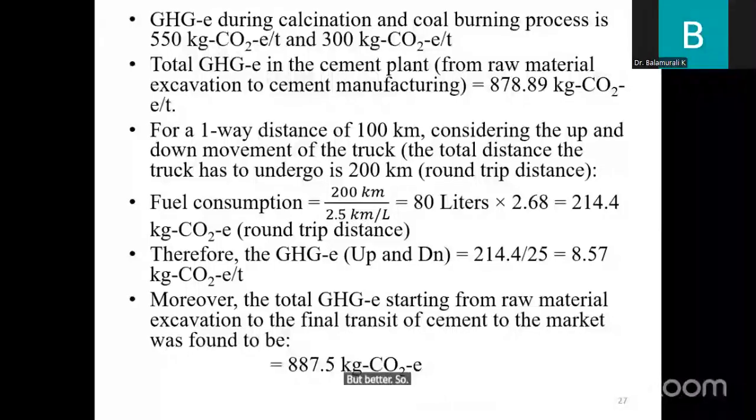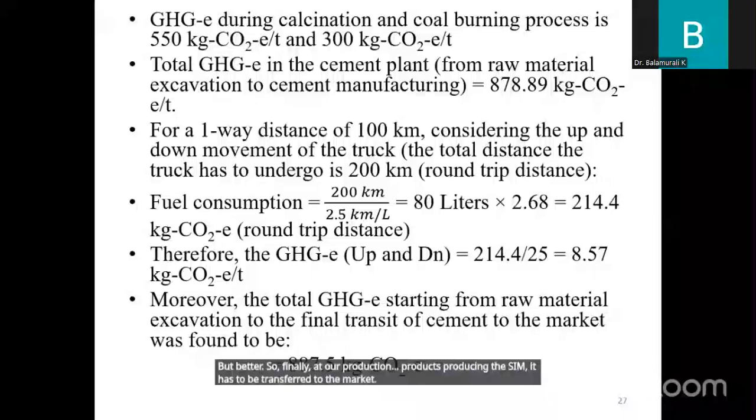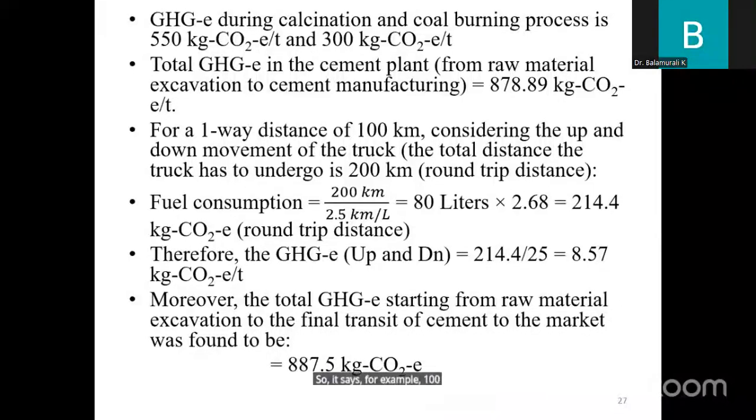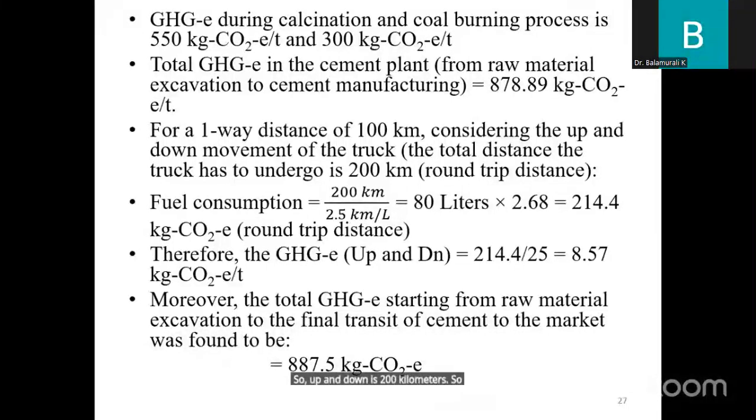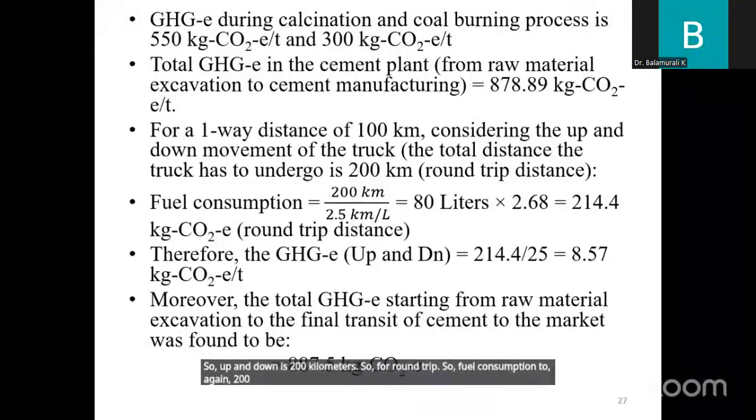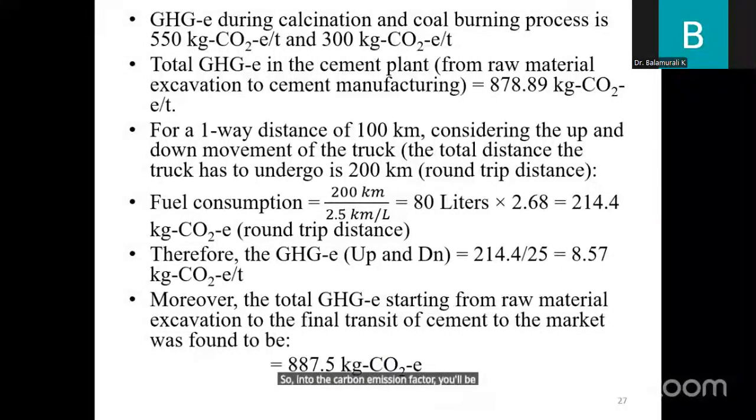So finally, after producing the cement, it has to be transported to the market. Say for example, 100 kilometers away from the city. So up and down is 200 kilometers. So for the round trip, fuel consumption is 200 divided by 2.5, you can get 80 liters. So into the carbon emission factor, you'll be getting 214 kgs of CO2. So for 25 tons, it can be estimated as 8.57 kgs. So moreover, totally, we can see that 887.5 kg CO2 is being emitted.